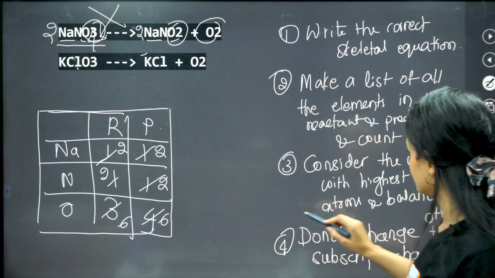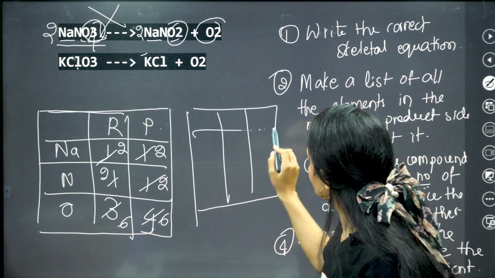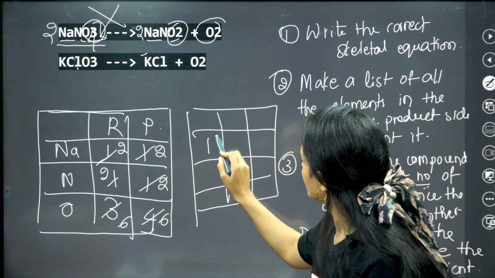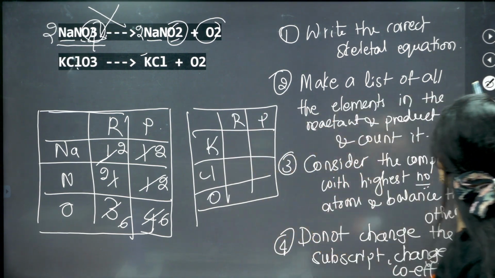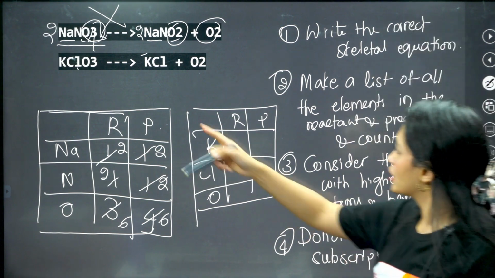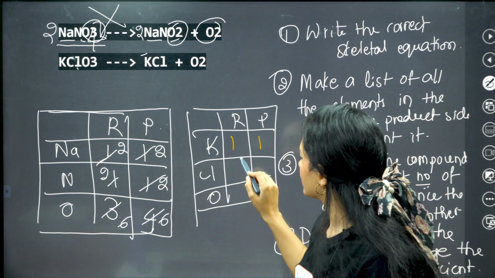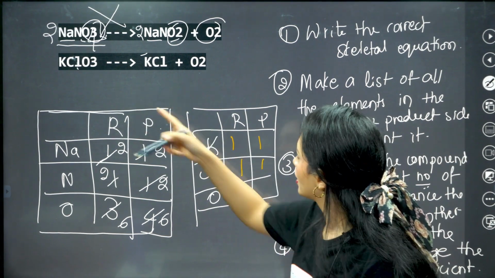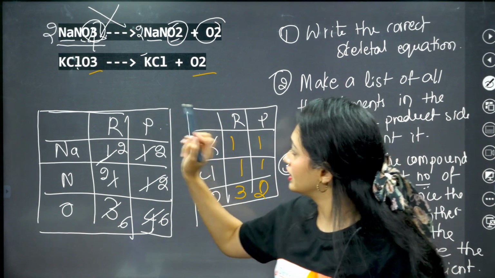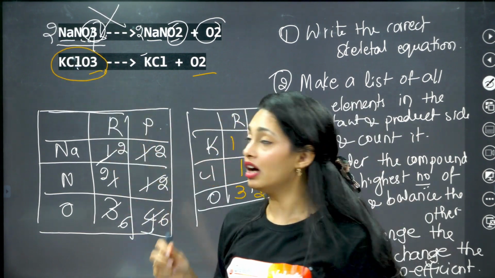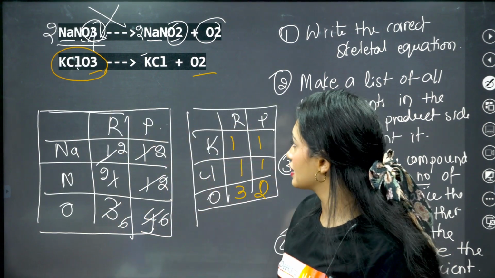So I'll put a table here. This is also pretty simple. Let's see. Potassium, chlorine, and oxygen atoms are there in the reactant and product side. Let me change the color now. So K, 1, and in the product side, 1. Chlorine, 1, here 1. Oxygen, 3 here and 2 here. This KClO3 has the highest number of atoms. So let's consider that, keep that in mind and try to balance the other.